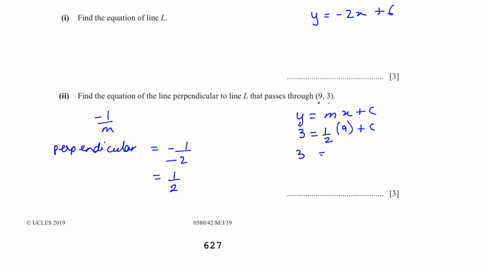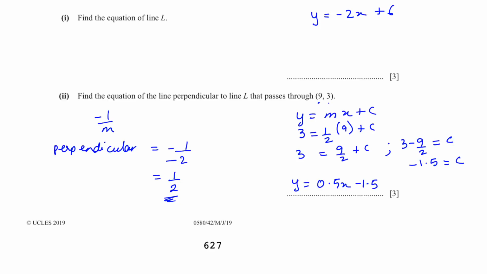3 is equal to 9 over 2 plus c. 3 minus 9 over 2 is equal to c. So negative 1.5 is your c. Therefore, y is equal to, I'm going to use this gradient, 0.5x minus 1.5.